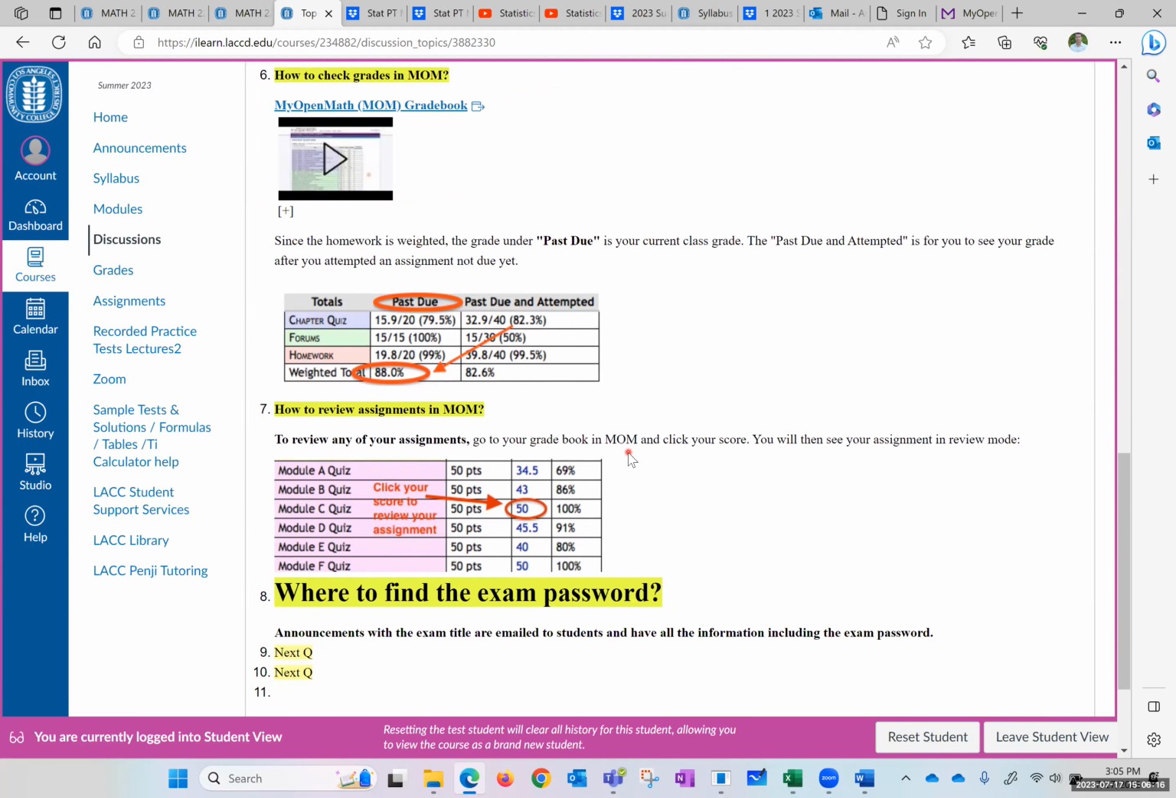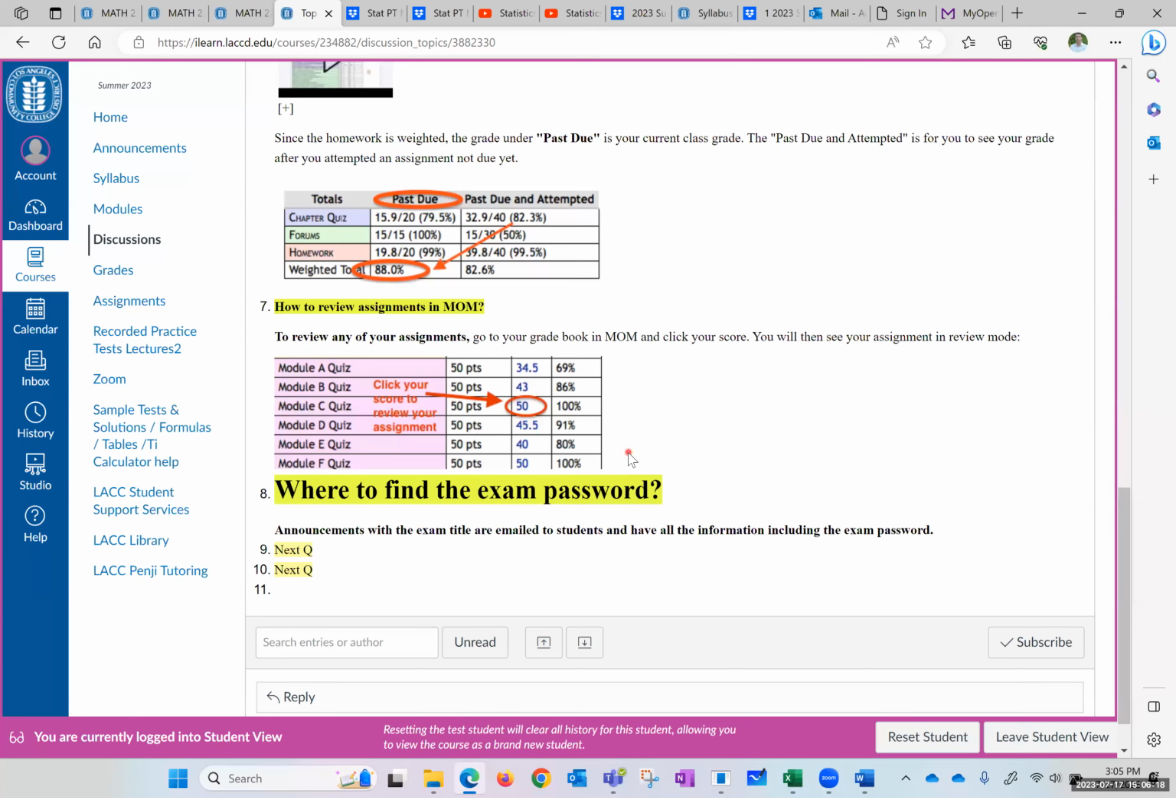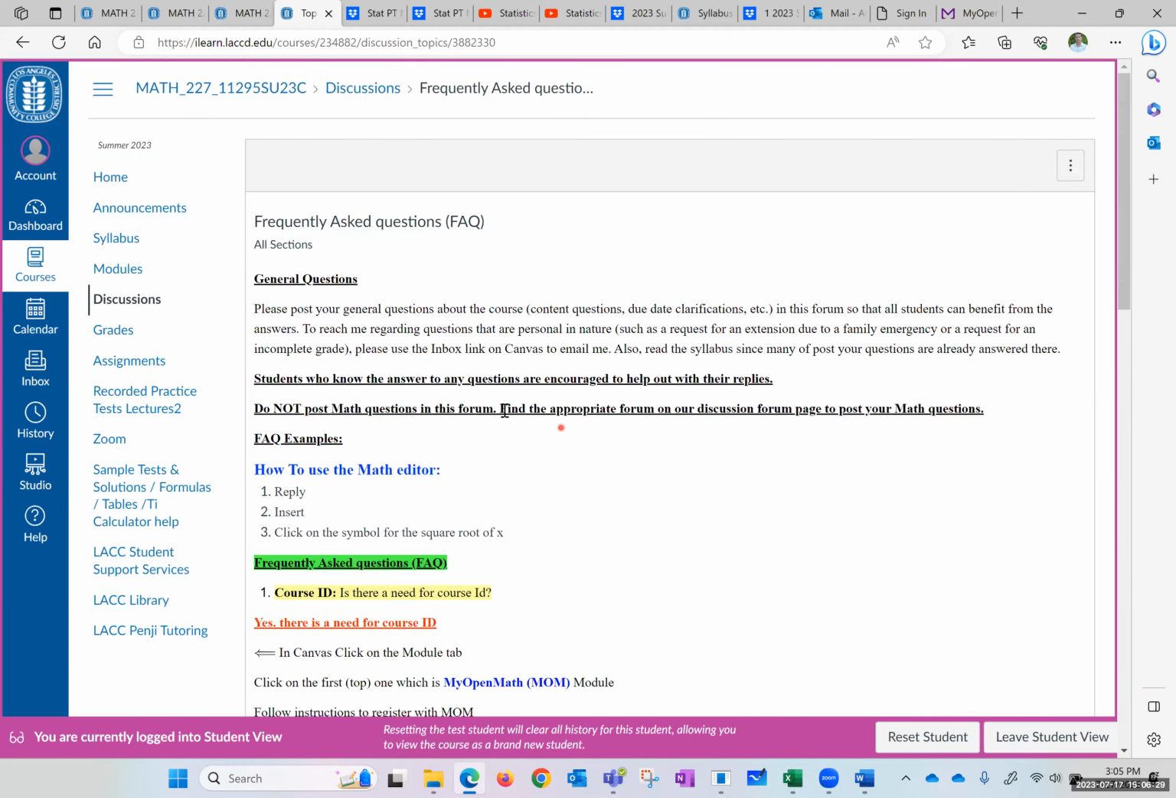Where to find the exam password. Just for the sake of argument, it always happens. Every exam is password protected. There will be an email sent to you and you can find it under the announcement with the exam title. So it happens all the time. So read the frequently asked questions. The whole thing takes you a couple of minutes to read.